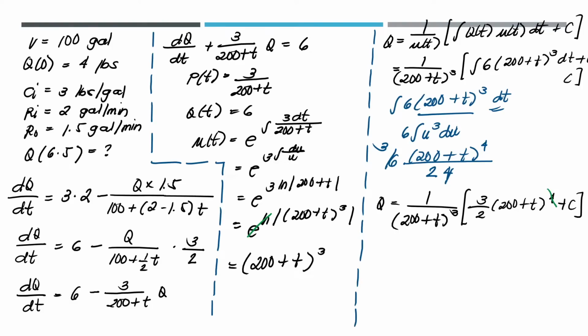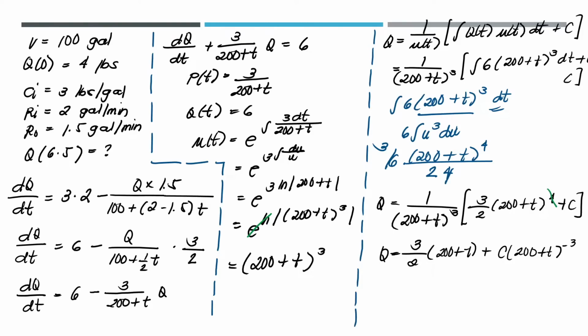So, therefore, q is just simply equal to 3 over 2 times 200 plus t plus c times 200 plus t raised to negative 3. This is the value of q at any time t with our arbitrary constant yet unknown, no? Hindi pa natin alam. So, sabi, no, we have here our initial condition. Q of 0 is equal to 4 pounds. No? So, lipat lang ako. So, we have Q of t.